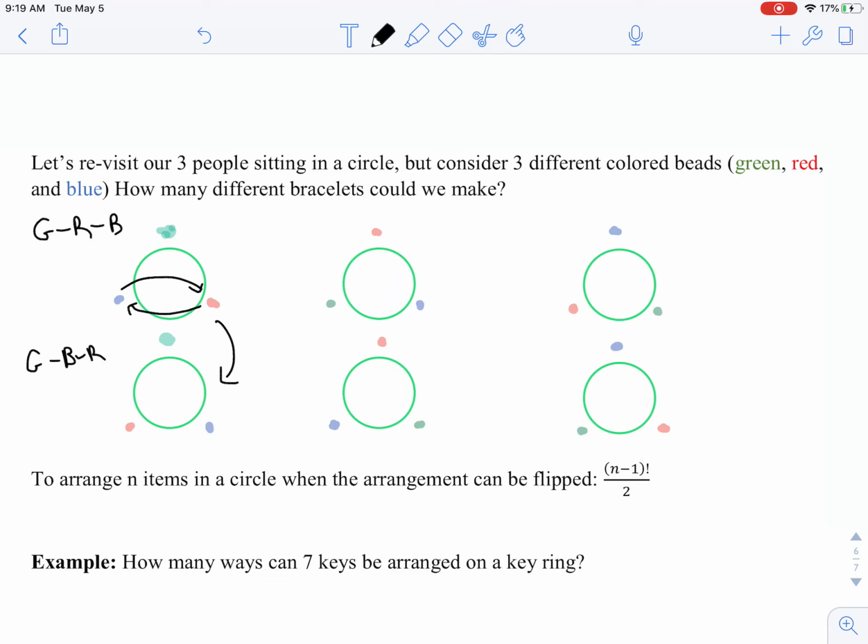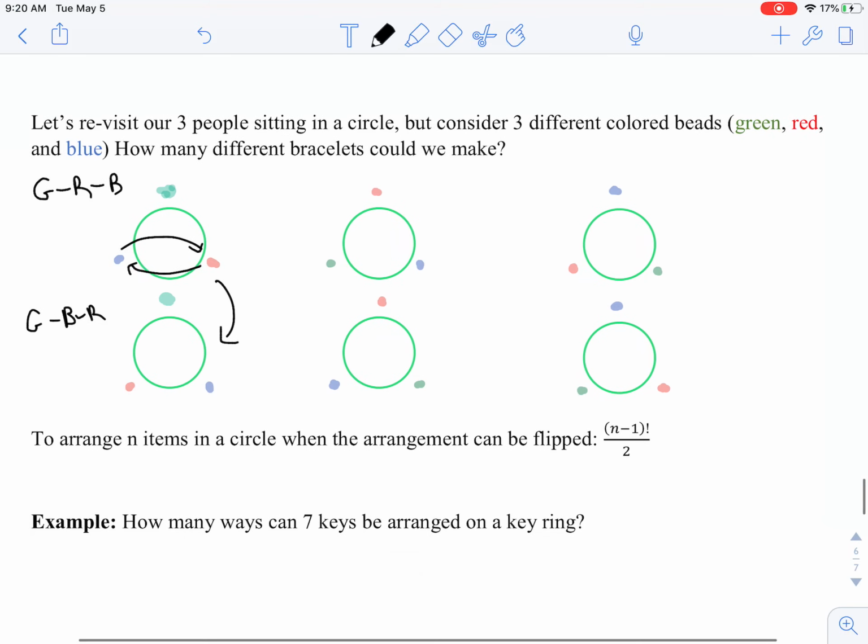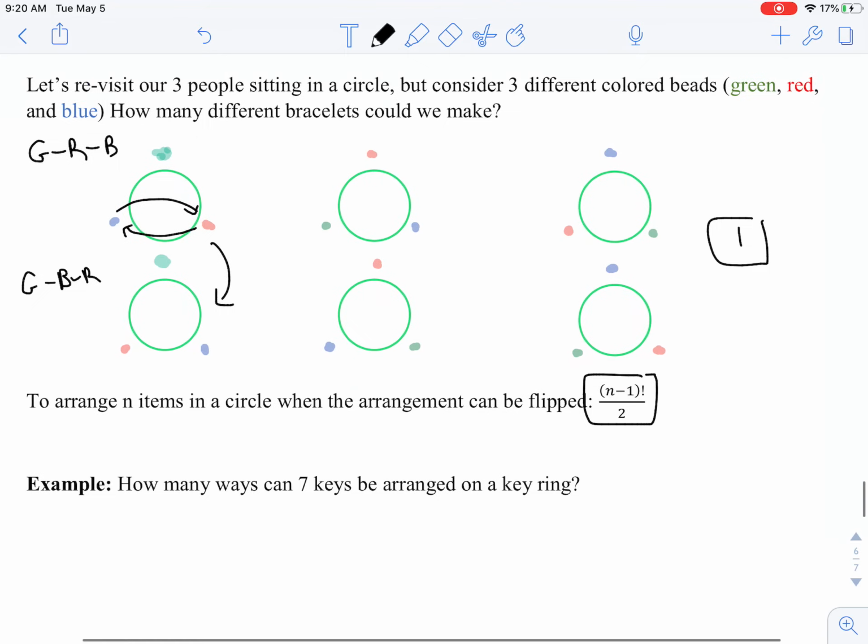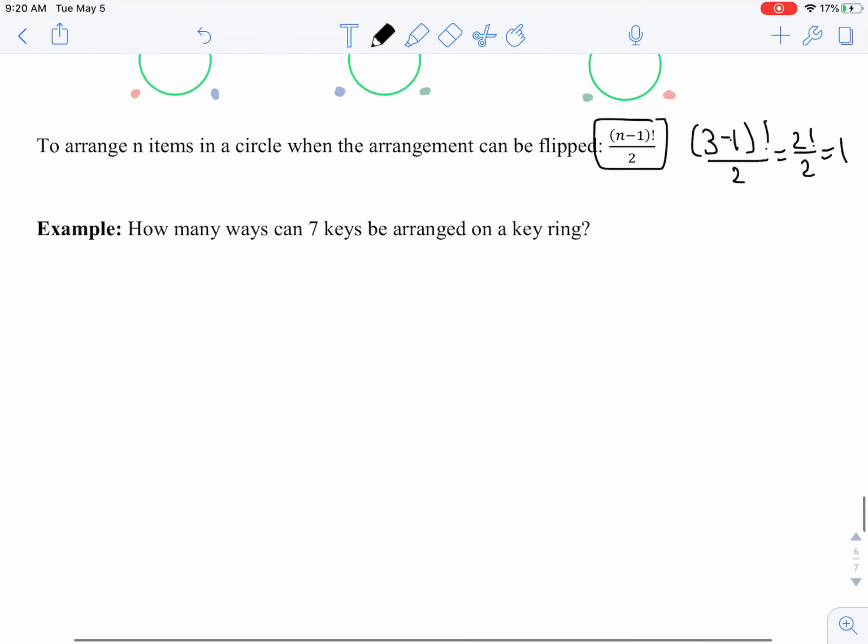So in any case that you are allowed to flip, now if you think about it, I'm not flipping people on a table. The table itself cannot be flipped, so that would only have rotational symmetry. For the flippable case, I use the formula n minus 1 factorial divided by 2. So let's see if that holds and gets our answer of 1 from above. So n minus 1, 3 minus 1 factorial over 2. 2 factorial, which is just 2 over 2, is 1. So there's only one bracelet that we can really make here.